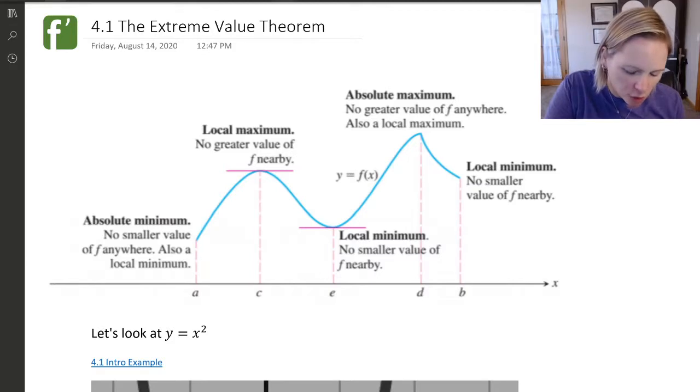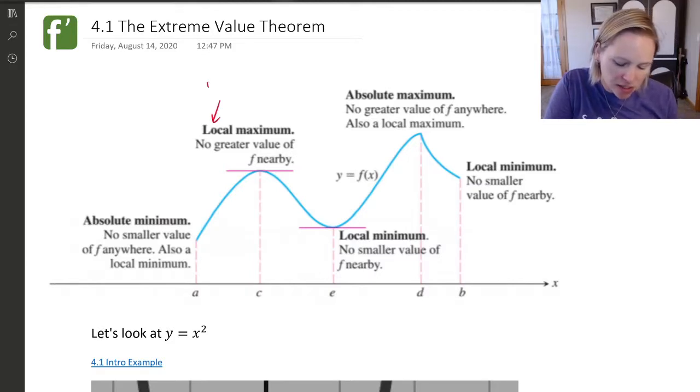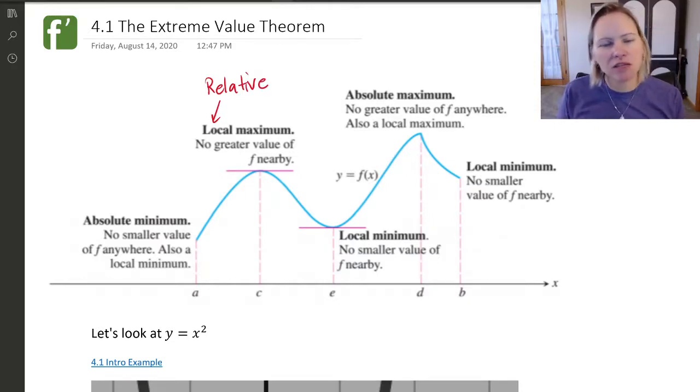And another word for local min or local max is this word relative. Now, this word relative, I kind of like it better because it means relative to the area directly surrounding it. So in relationship to all the other points around it, in a region, it's the biggest or the smallest point. It may not be the absolute biggest or smallest, but it is in that little area.